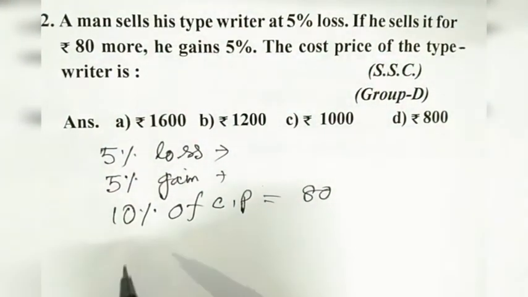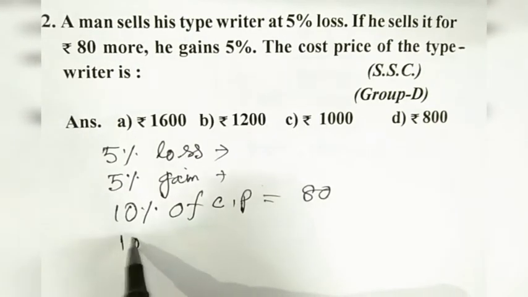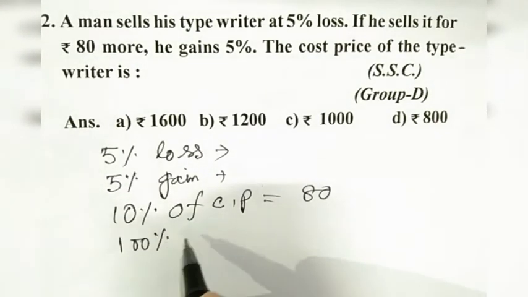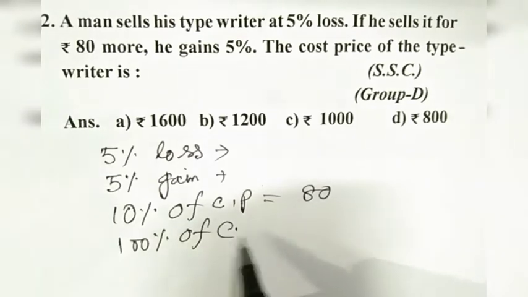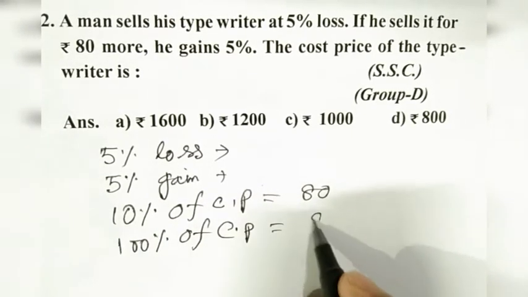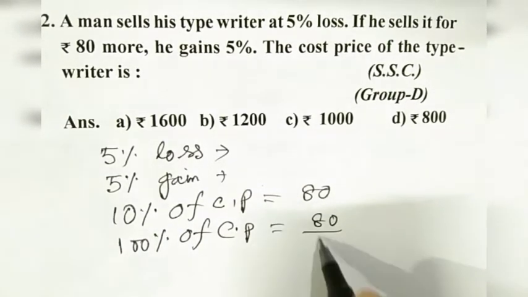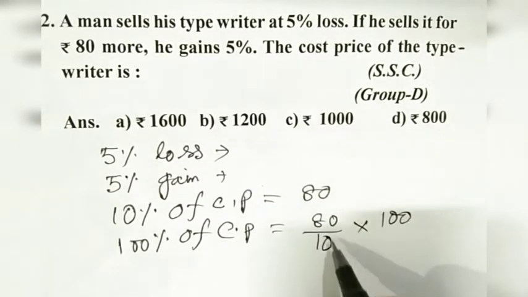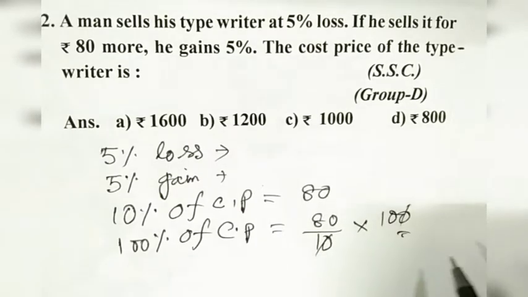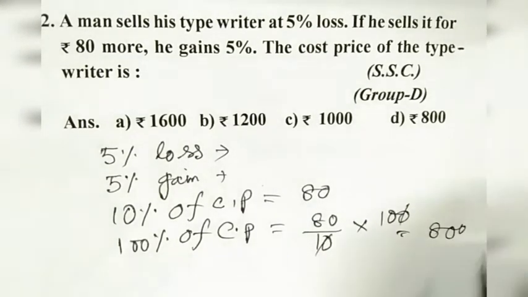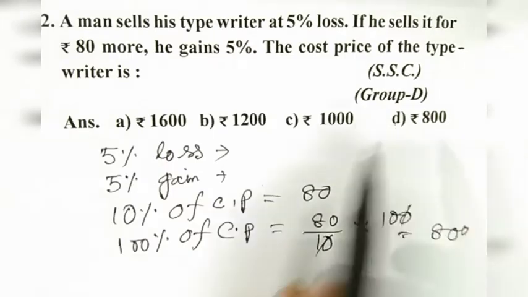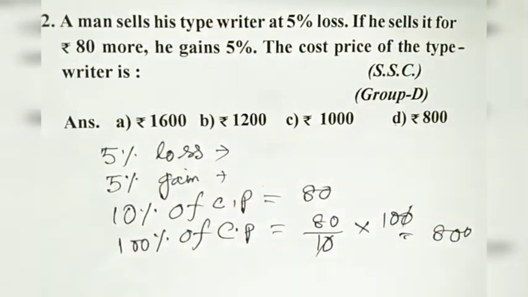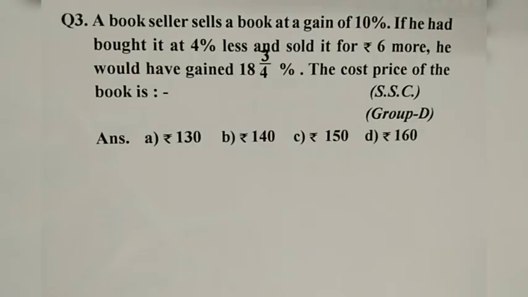Okay. So 100% of CP is 80 by 10 into 100. Okay, answer is 800. D answer. Okay, let's see question number 3.